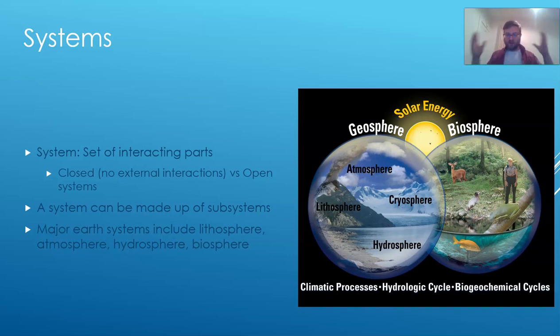So if we think of the Earth as one very large system, then we can break that down into some of the subsystems, such as the lithosphere, which makes up the solid portion of our Earth, the atmosphere, which is the air surrounding our Earth, the hydrosphere, which is the water on the Earth, the biosphere, which is all of the living things on the Earth, the cryosphere, which is all of the frozen elements of the Earth. All of those are subsystems within this larger Earth system, and then each of those systems have their own subsystems.